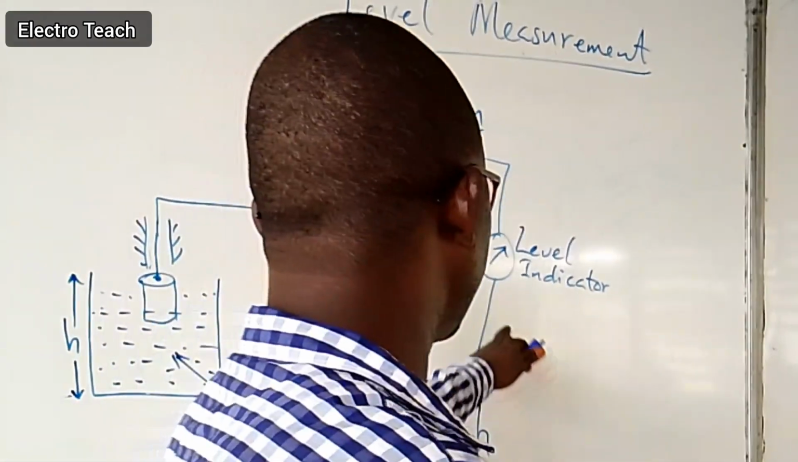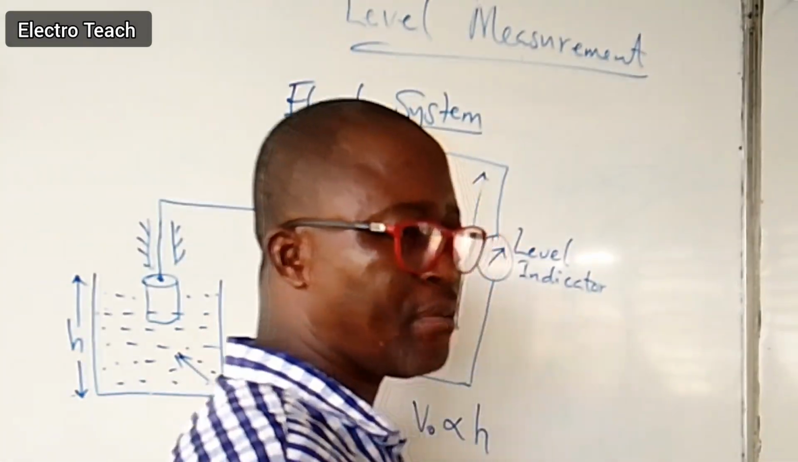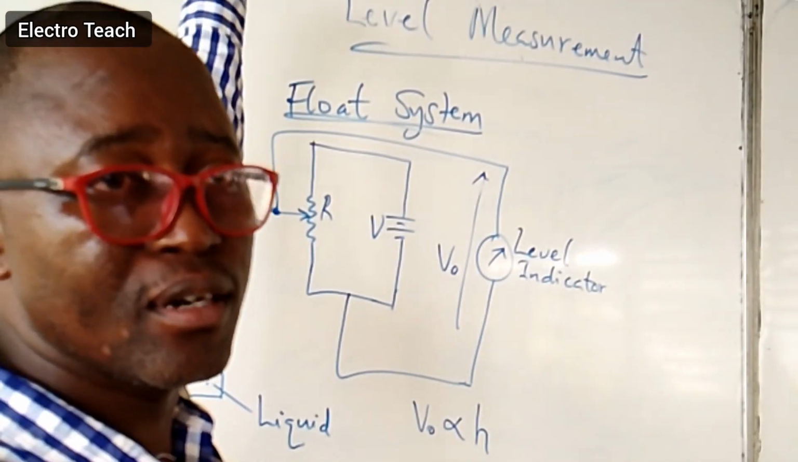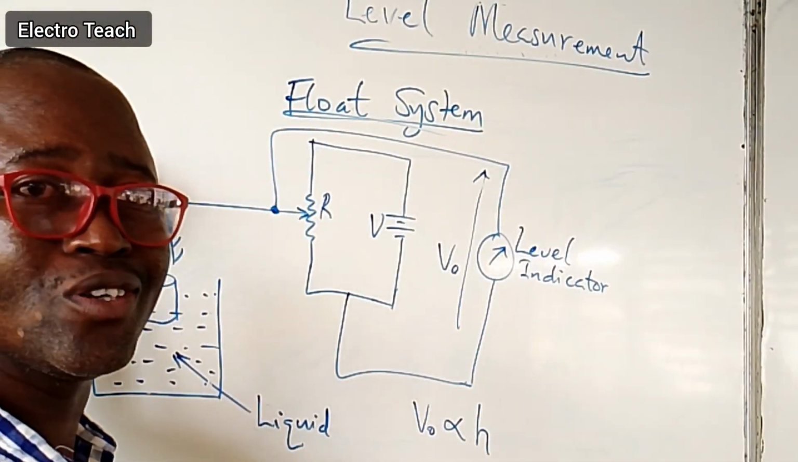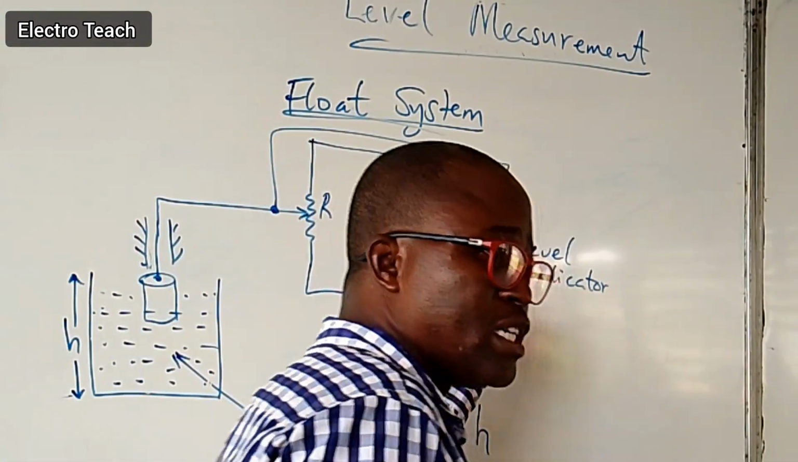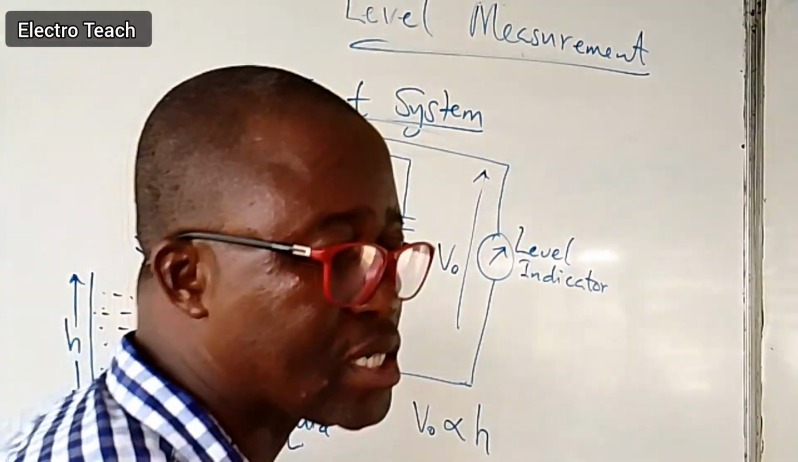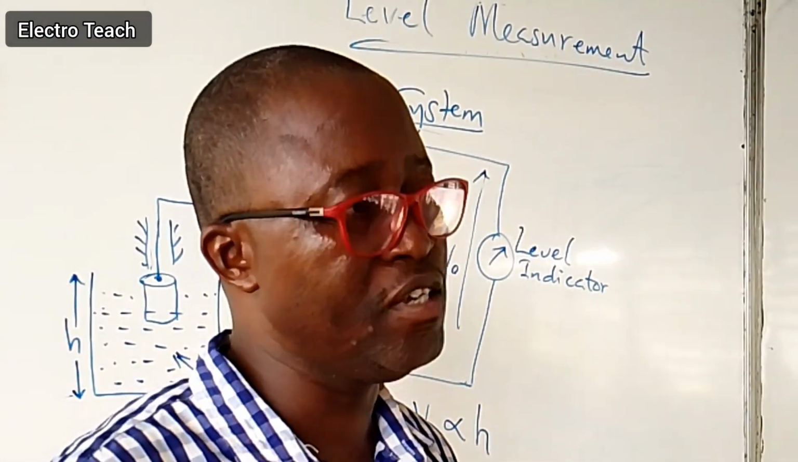When we have high voltage recorded on the indicator, that means the level of liquid is high. Highest value of voltage means the tank is full. Is that not so? Lowest value of voltage means the tank is what? Empty. Empty or low. Very, very low.